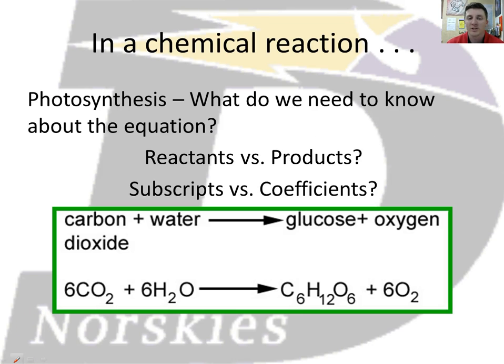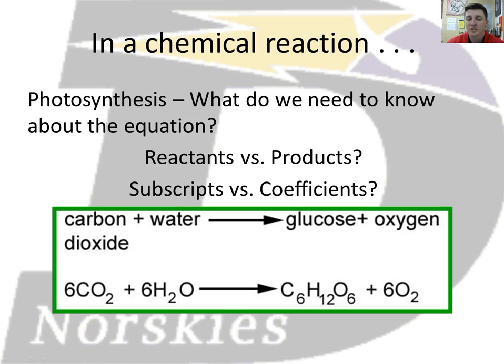So, in a chemical reaction, what do we need to know about the equation? And what we're going to look at today is a common equation called photosynthesis. And photosynthesis is the reaction where sunlight and water and CO2 are taken in by a plant. And that's converted into sugars and oxygen to basically help the plant survive and provide food for itself. So what is a reactant versus a product?